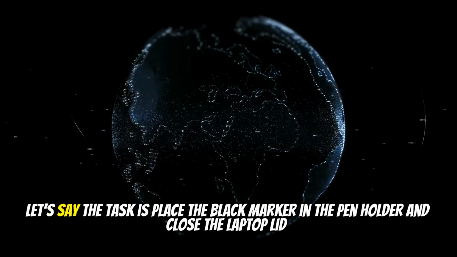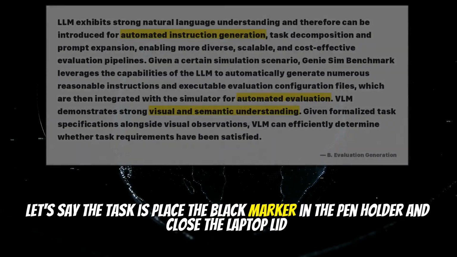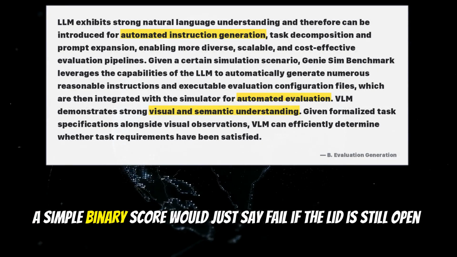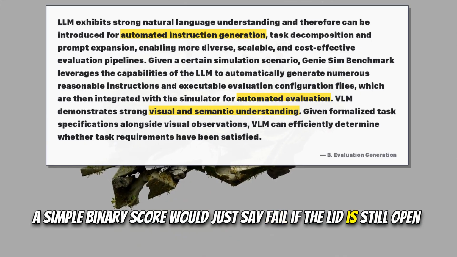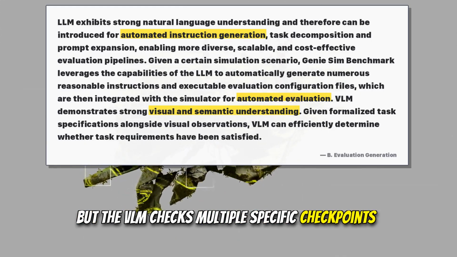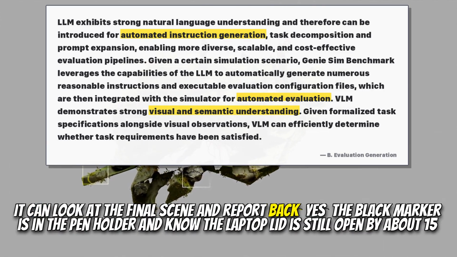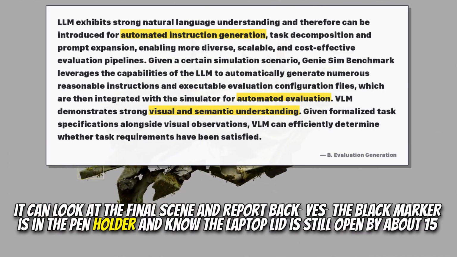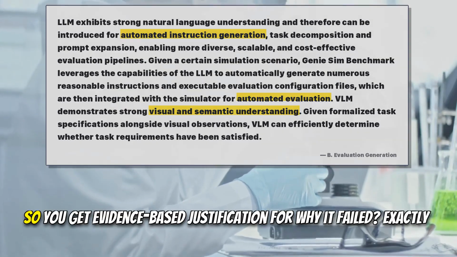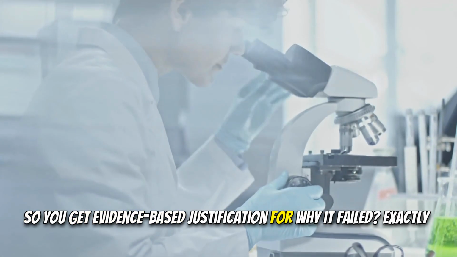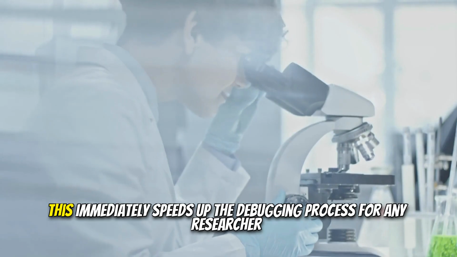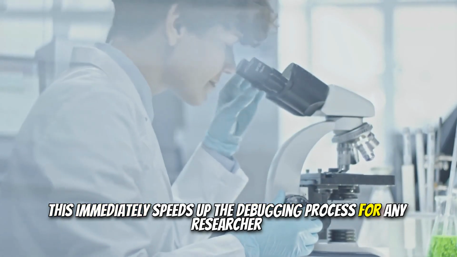Sure. Let's say the task is place the black marker in the pen holder and close the laptop lid. A simple binary score would just say fail if the lid is still open. But the VLM checks multiple specific checkpoints. It can look at the final scene and report back, yes, the black marker is in the pen holder, and no, the laptop lid is still open by about 15 degrees. So it gives you evidence-based justification for why it failed. Exactly. You get diagnostics, not just a pass or fail. This immediately speeds up the debugging process for any researcher.